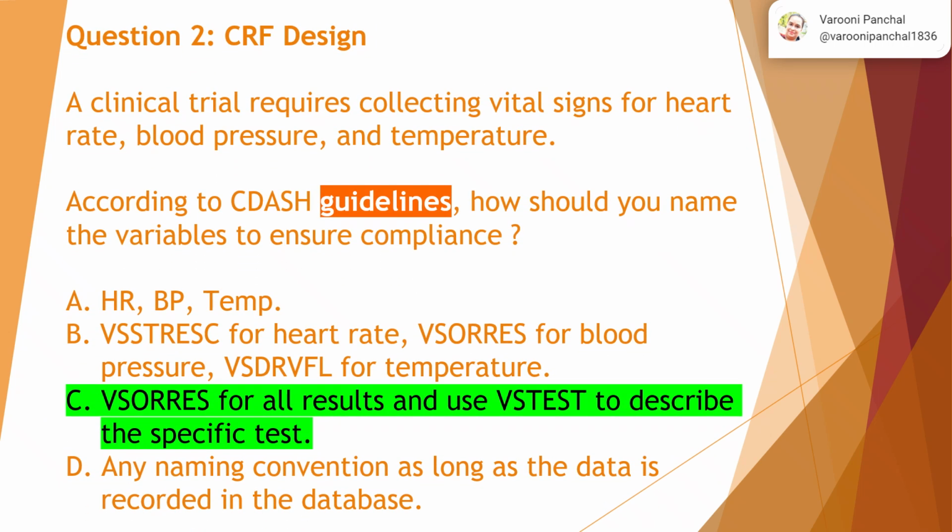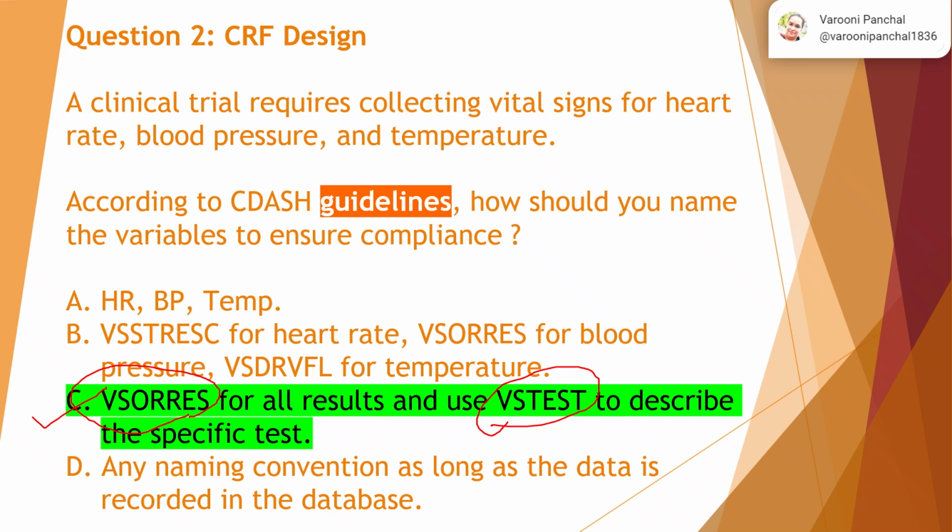Question 2. CRF design. A clinical trial requires collecting vital signs for heart rate, blood pressure and temperature. According to CDASH guidelines, how should you name the variables to ensure compliance? Now, if you know the CDASH guidelines, the answer is C, which is VSORRES for all results, and you have to use VSTEST to describe the specific test. So this is a variable where your original values will be collected and entered.